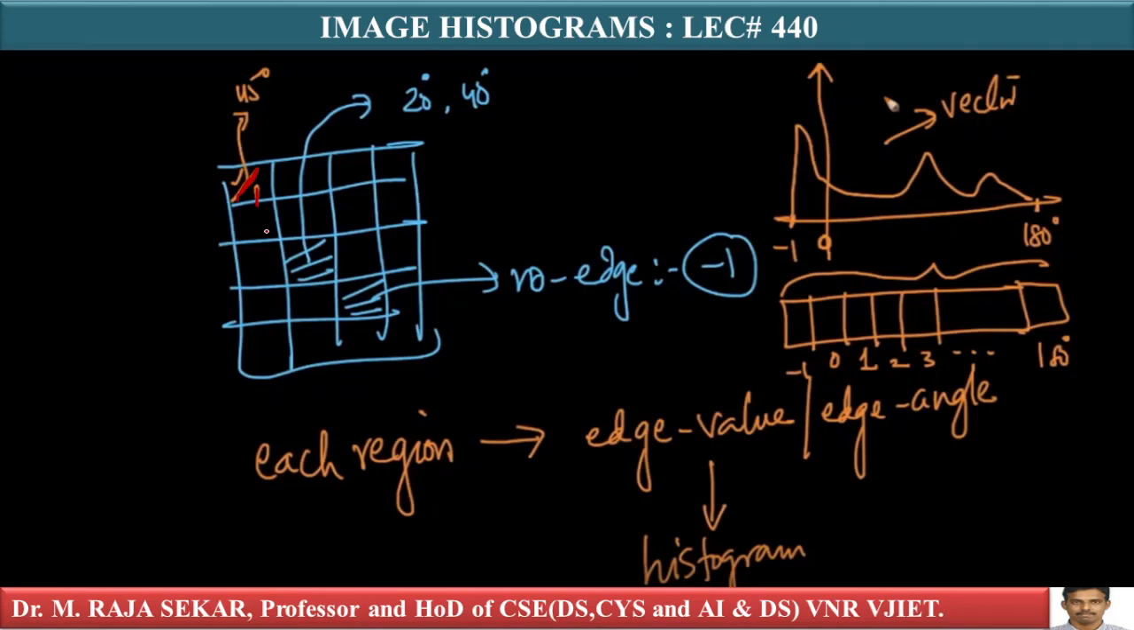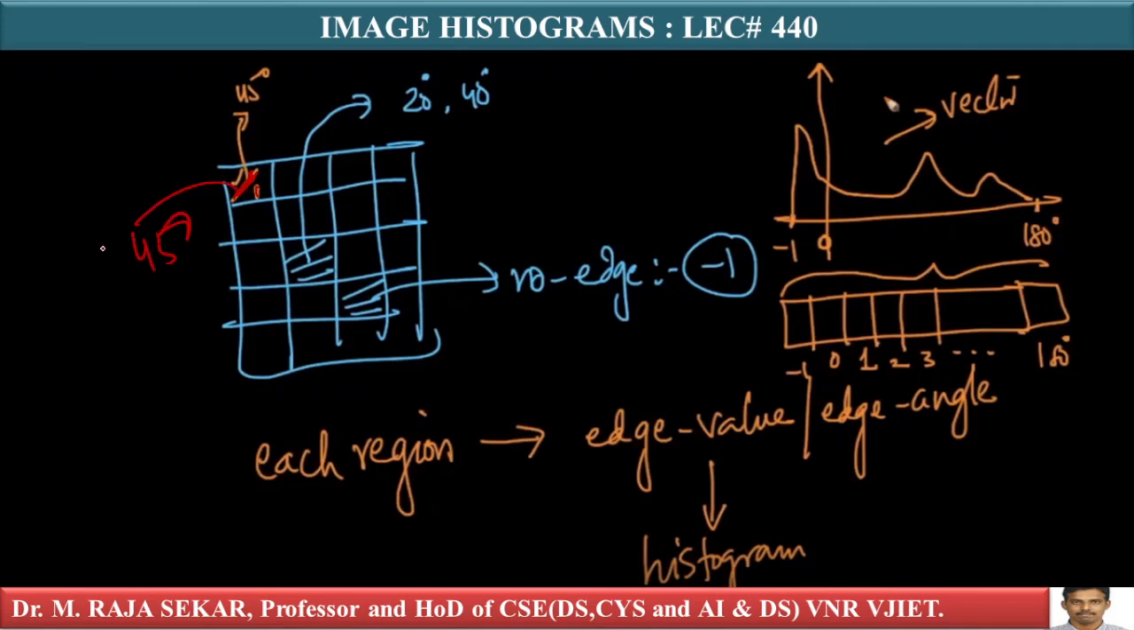For example, suppose I have an edge like this. This is an edge. Suppose I have an edge like this, and I have an edge like this also, a small edge. This is one edge, this is a small edge, isn't it? I have two edges. Which one is larger? This one is larger. This is the dominating edge.